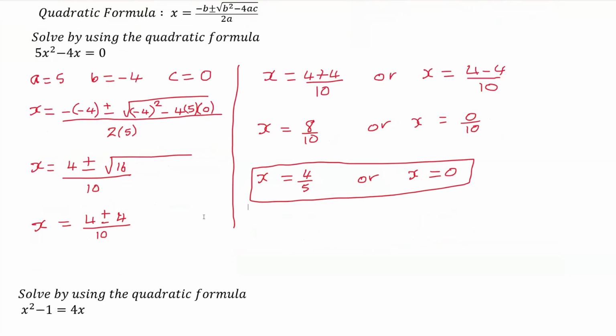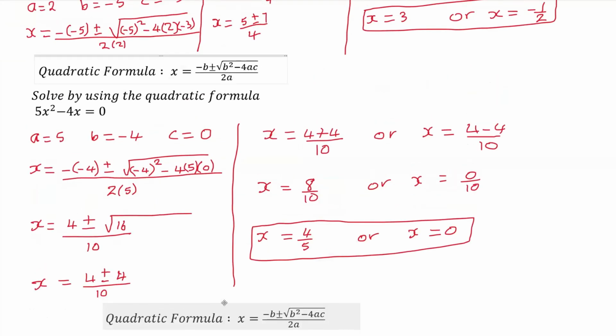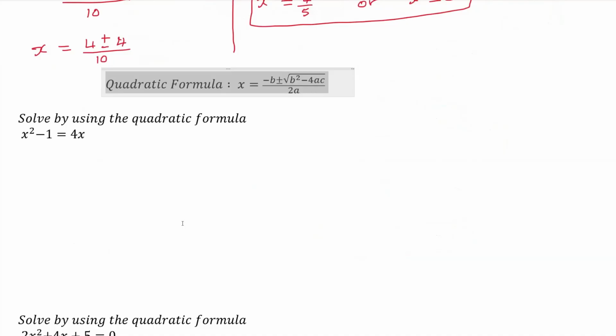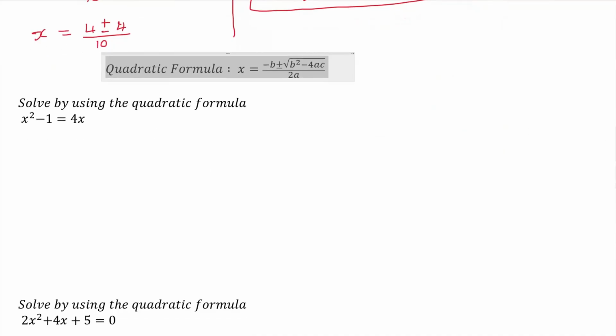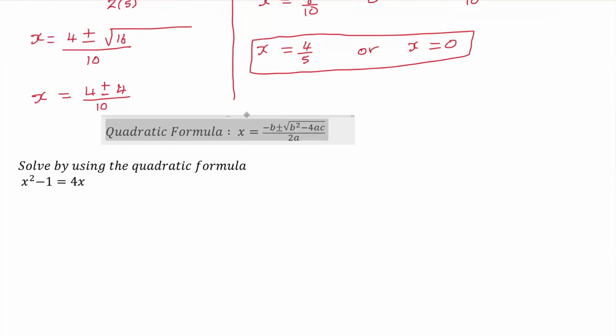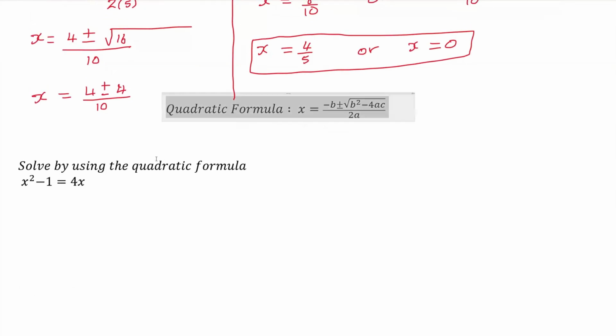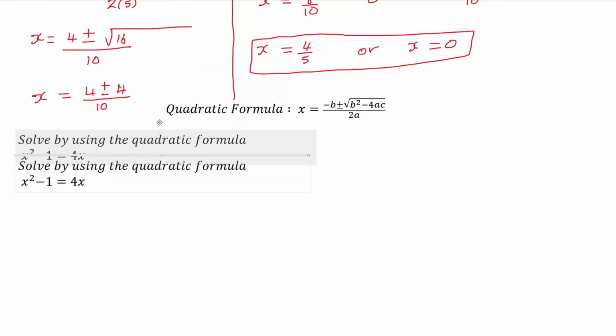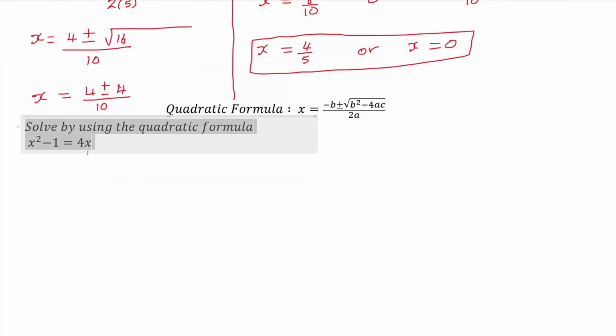All right, so we try another one. Again, let's bring the formula with us. All right, so here, we want to do the same thing. And again, we do not have 0. So this one says solve by using the quadratic formula. And we want to solve x squared minus 1 equals to 4x.